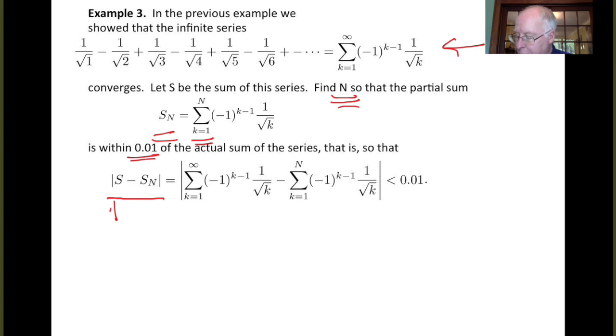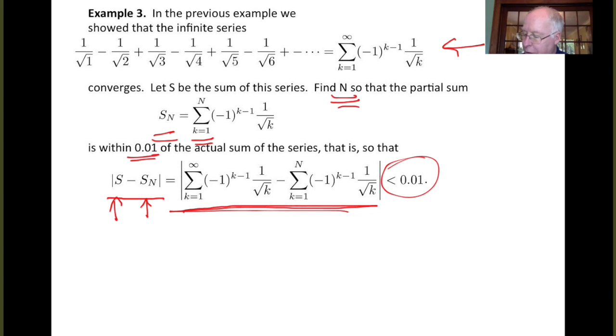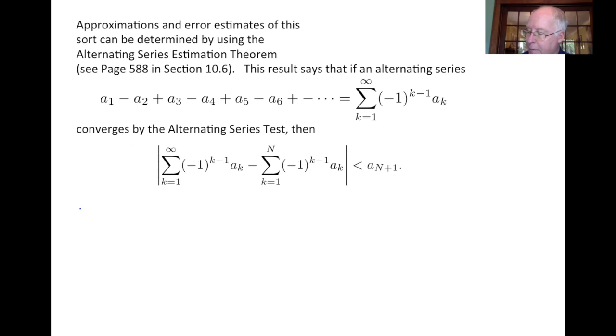So we can write that as follows. Here is the sum of the series. We'll call it S. Here's the partial sum Sn. We want that difference, which if you write out the expansion of the two looks like this. We'd like this difference to be less than 0.01. Now we're going to apply a companion result that goes along with the alternating series test, and that's this. So if we have a series that converges by the alternating series test, which we do in this case, then we have the following result.